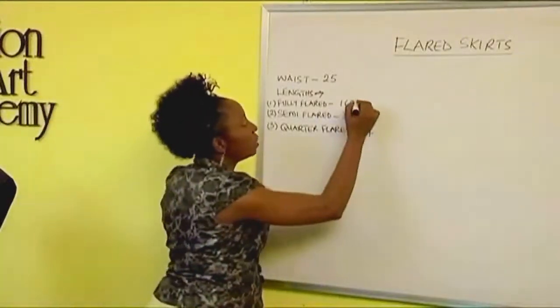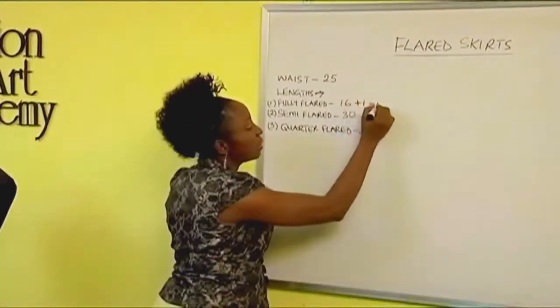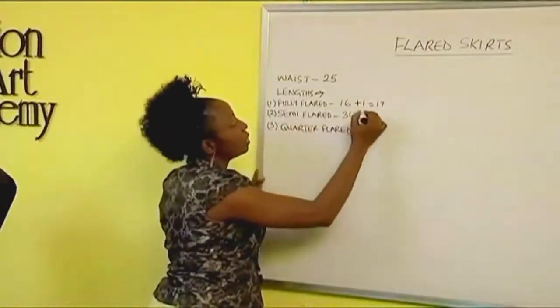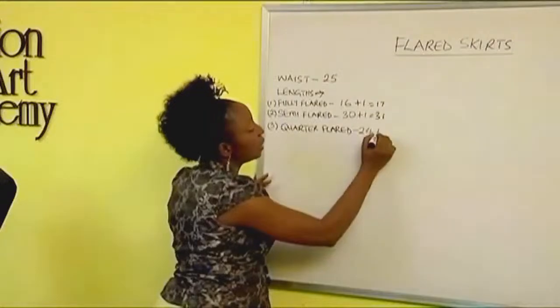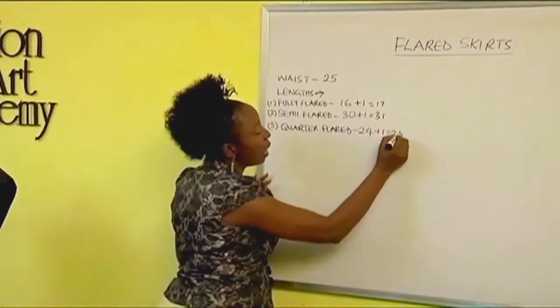That means that for the fully flared, I'll add 1 inch. That will give me 17. To the semi-flared, I'll add 1 inch. That's 31. To the quarter flared, I'll add 1 inch. That will give me 25.